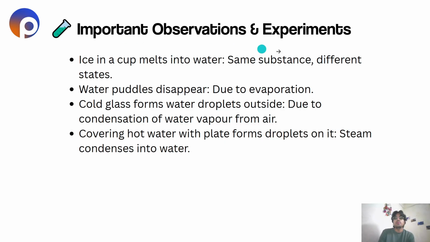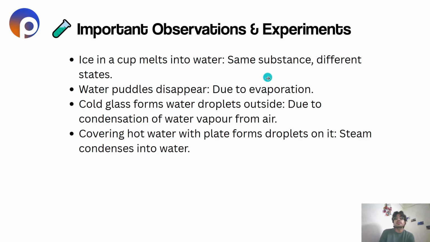Now, some important observations and experiments which you can also do at your home. Ice in a cup melts into water. So if we put ice into a cup and wait for it to melt, it will turn into water. Same substance, different states. You can see that the substance is the same. First it was ice, and when it melted, it turned into water. So it changes state on its own.